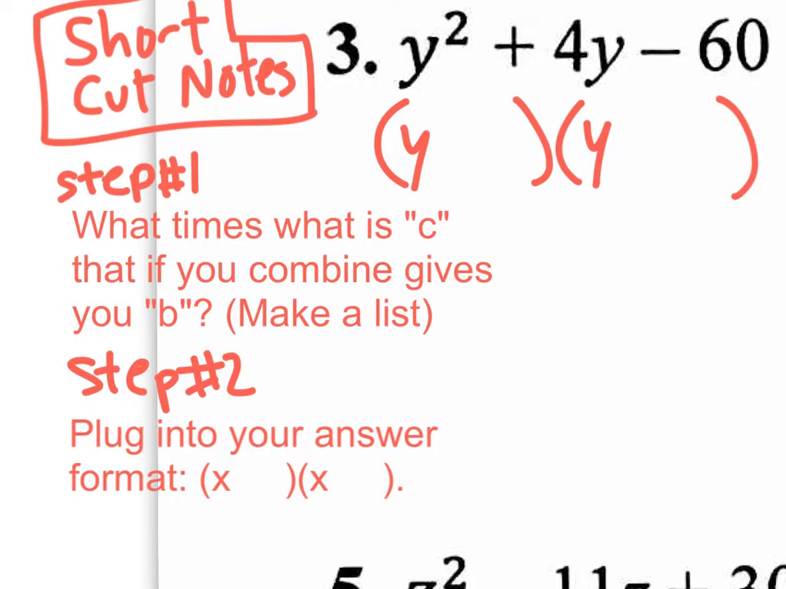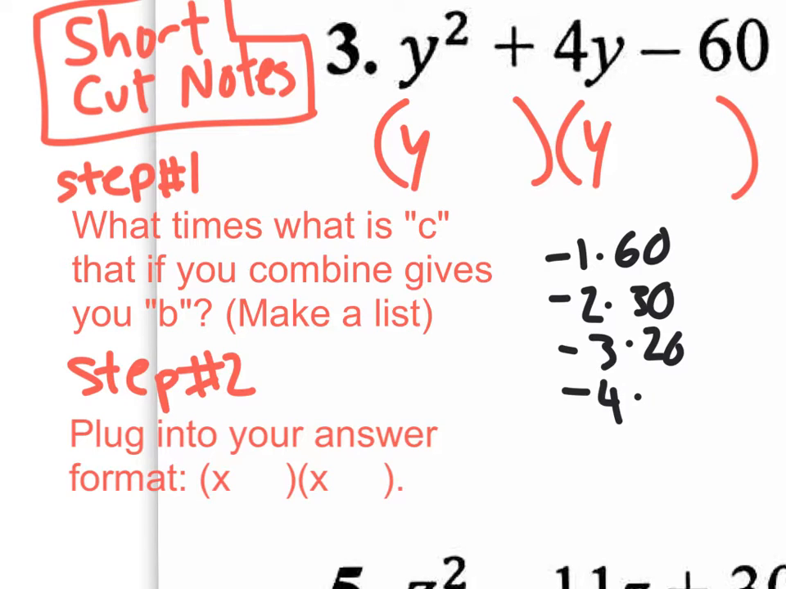How could we get negative 60? Well, negative 1 times 60, or negative 2 times 30, negative 3 times 20, negative 4 times 15, negative 5 times 12, negative 6 times 10, negative, what else? 7, negative 8, nope, negative 9, no, that's it. We went through all the possible multiples right there. So which pair of numbers combines together to give us B?